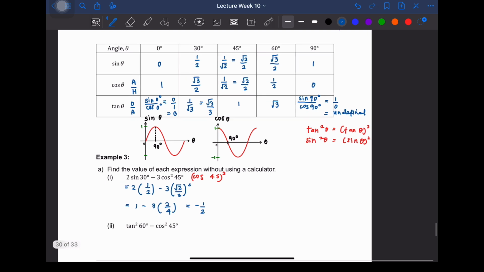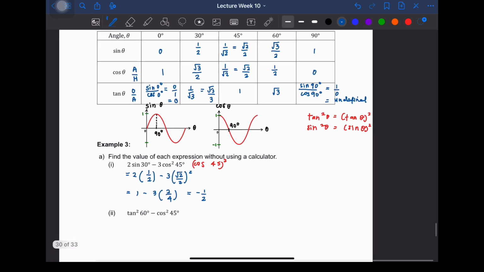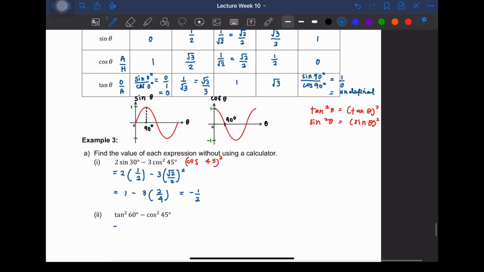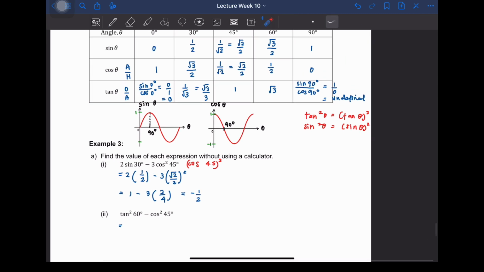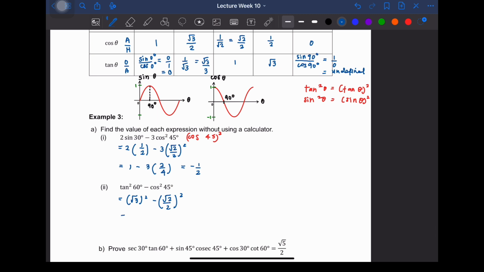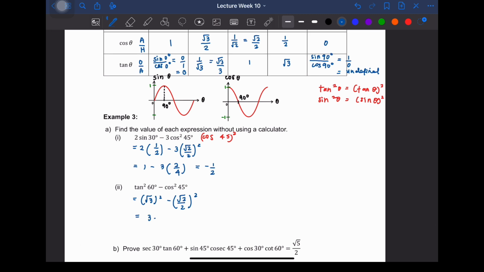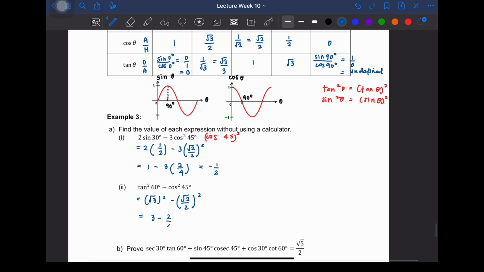Alright, next one. So next one, we have tan square 60. So tan square means that tan 60 square. Okay, so where is your tan 60? Tan 60 is over here. So we have square root 3 square, like this. And then minus cos square 45. So cos square 45 is over here. This one over here. Okay, so we have square root 2 over 2 square. Right, and then simplify, we have on the left is just 3, and then minus 2 over 4. Okay, and then we will have the answer as 5 over 2.